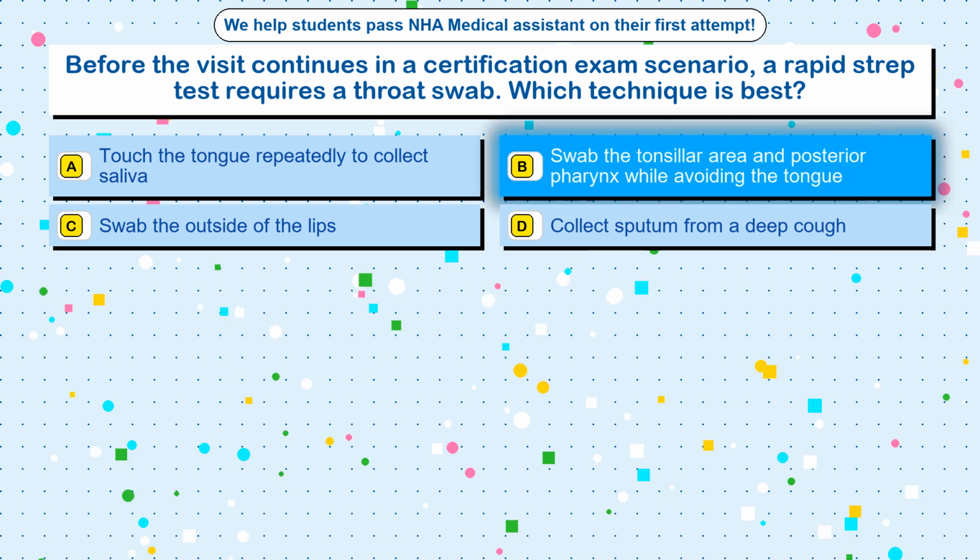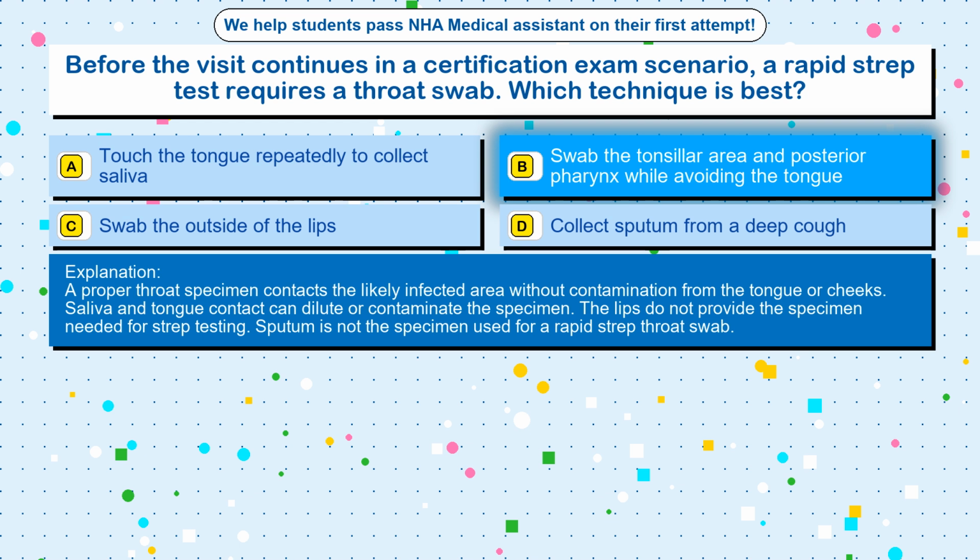The correct answer is option B. Swab the tonsillar area and posterior pharynx while avoiding the tongue. A proper throat specimen contacts the likely infected area without contamination from the tongue or cheeks. Saliva and tongue contact can dilute or contaminate the specimen. The lips do not provide the specimen needed for strep testing. Sputum is not the specimen used for a rapid strep throat swab.